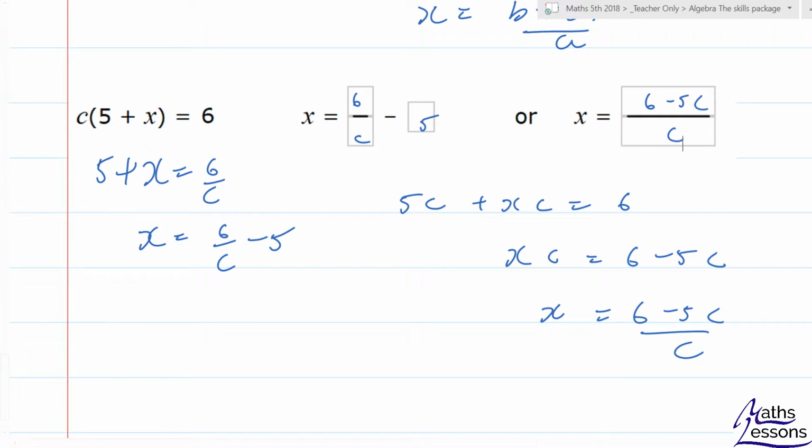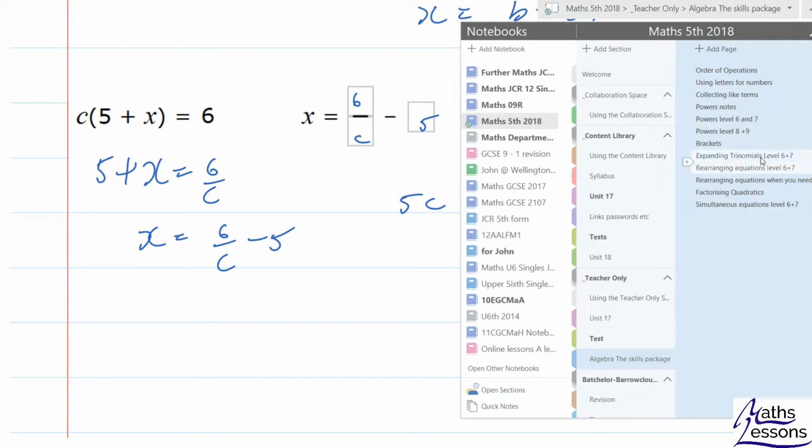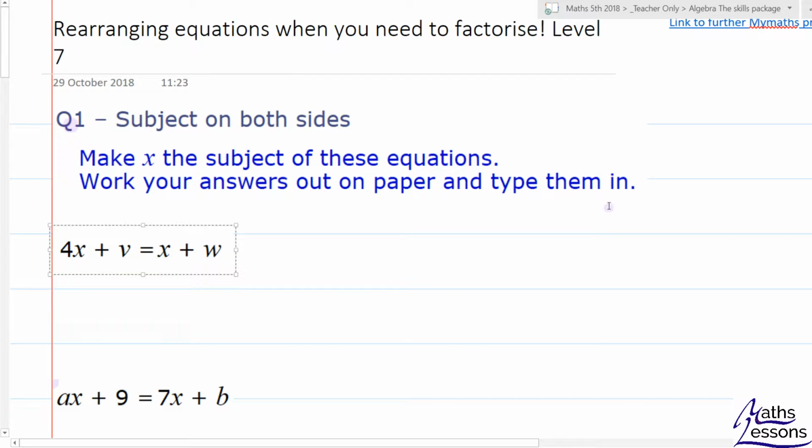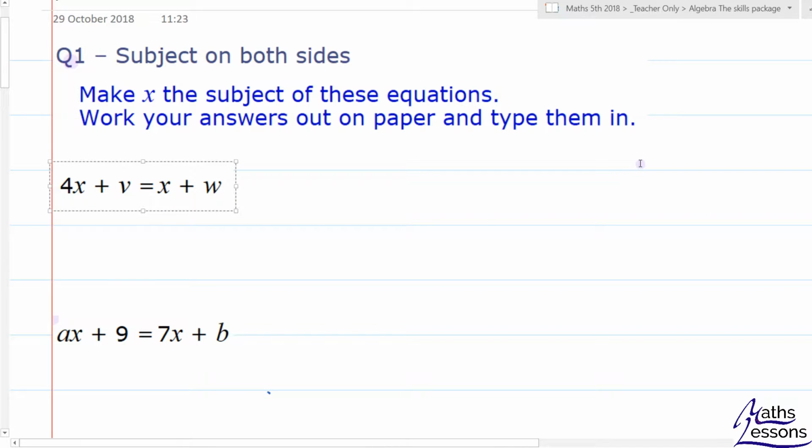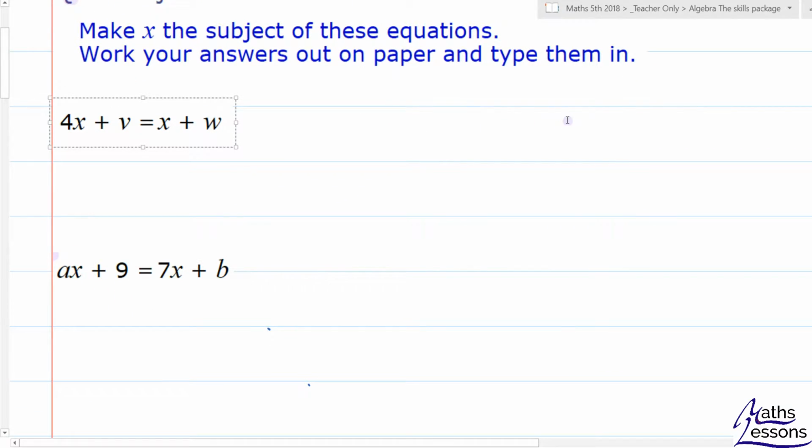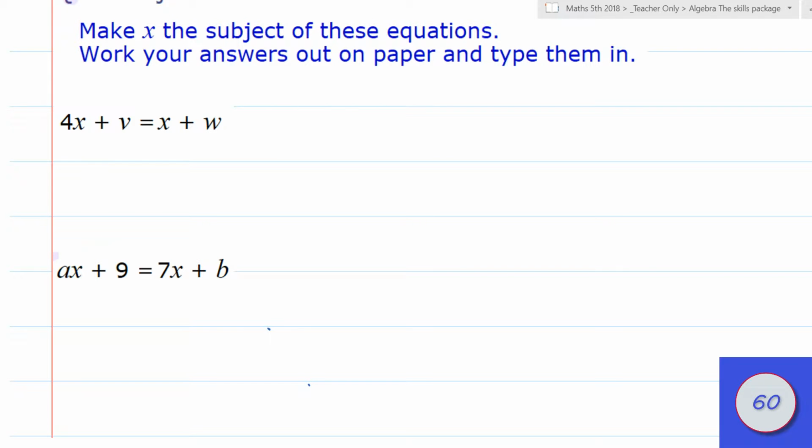Right, we're going to step things up a bit now with the rearranging equations, and some of these will need to factorise, not all, some of them. But we'll start off with these two. See if you can spot if you factorise or don't in these questions. I'll give you 60 seconds to have a go at this, and then I'll go through how you do it.